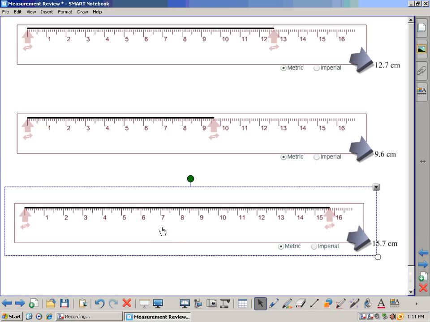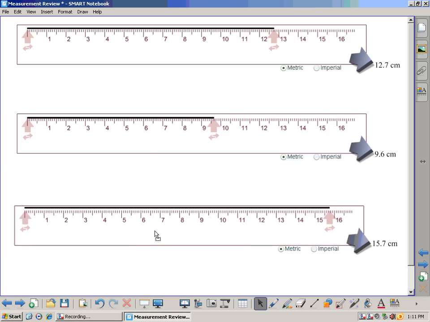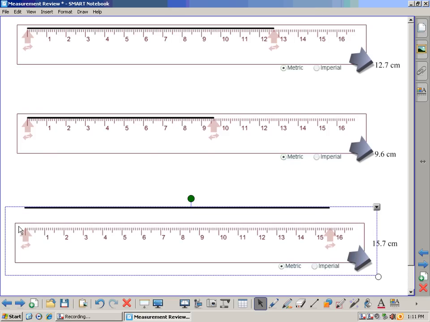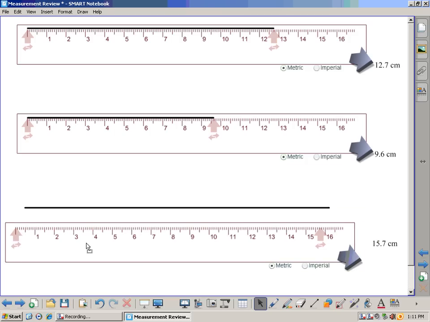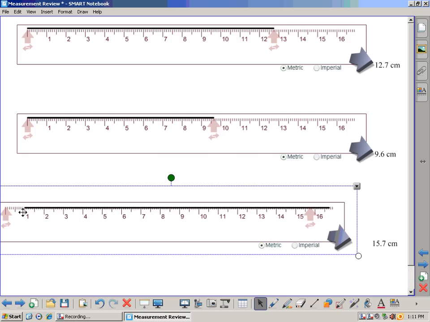Now you could also take your ruler and, instead of lining it up with the 0, because sometimes your ruler isn't going to have this nice space here, instead your ruler is going to start right around here. In order to make sure that you're not starting here at the 0.1 centimeters, one thing you can do is line up the 1 with the beginning of the line and see where it ends.